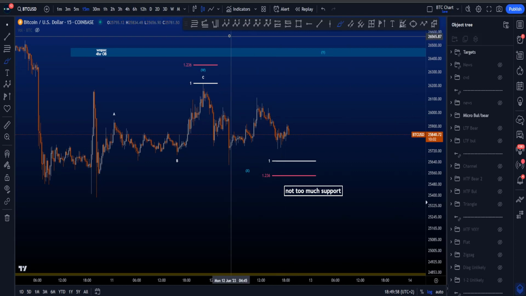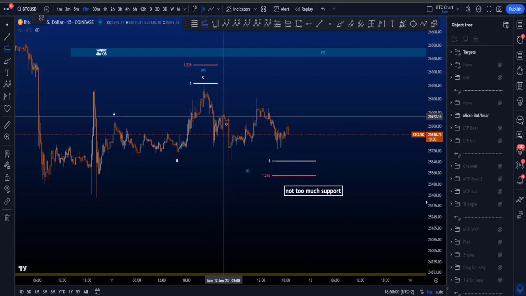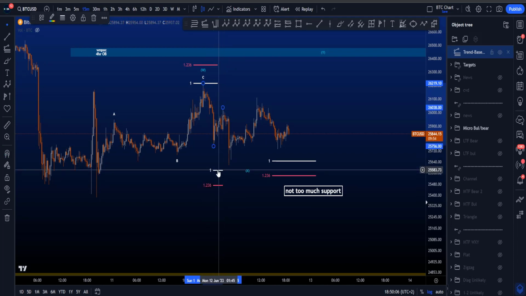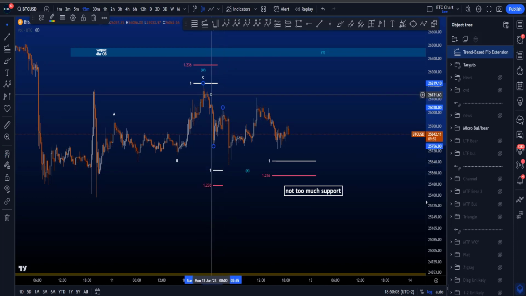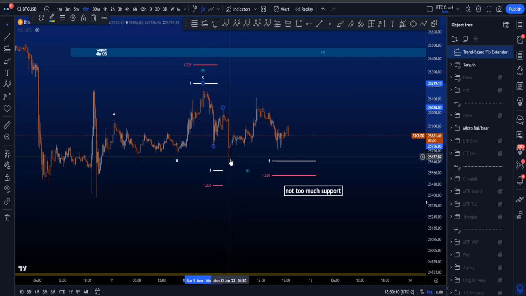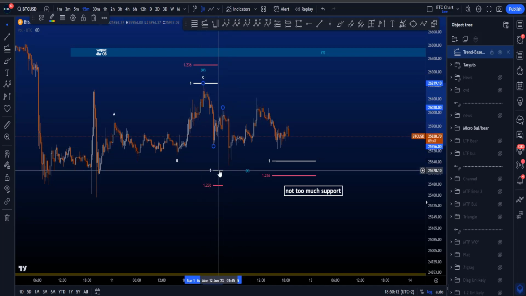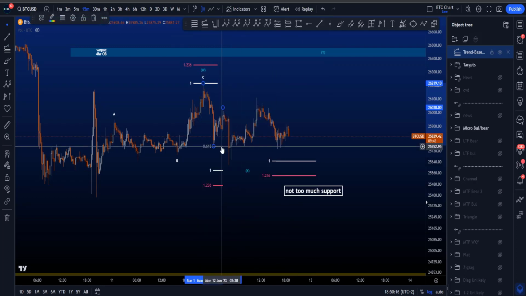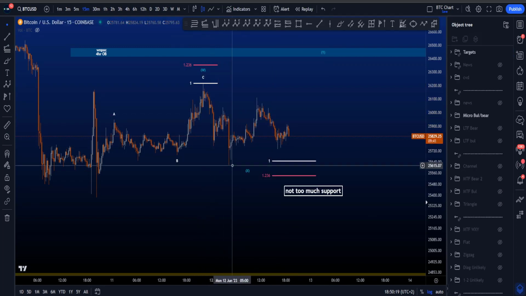But the problem that I have with that is this is not a clean zigzag structure. So if I pull a trend-based fib extension from the high to this low to then this high, you can see that the one-to-one has not been hit. And it also doesn't look like a 3-3-3 structure, which is a WXY. And for a wave Y, the 0.618 is a target. Now, of course, it's been hit, but it doesn't look like a WXY structure.